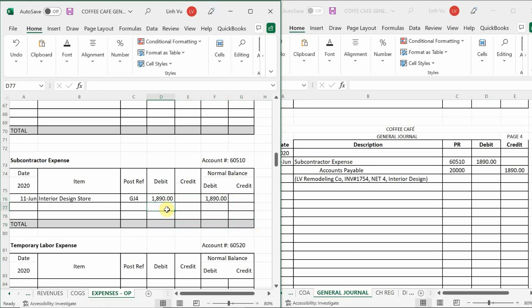All right, $18.90. And then let's say we got some accounts payable.